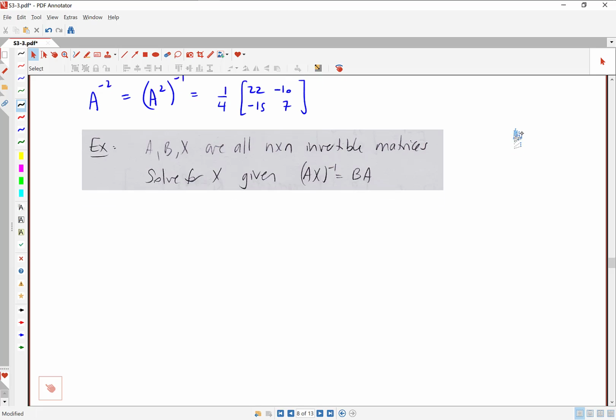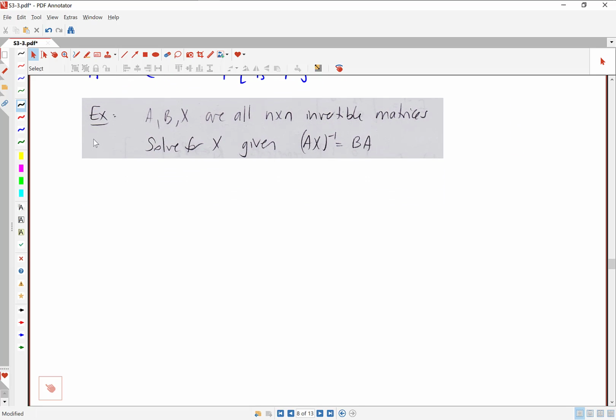So another example to help us practice our matrix algebra, we're told that A, B, and X are all invertible matrices and they're all the same size. They're all n by n. We want to solve for the matrix X given this equation. So if I wanted to solve for X, the first thing I would think about doing is just undoing this inverse here. So let's apply the inverse to both sides.